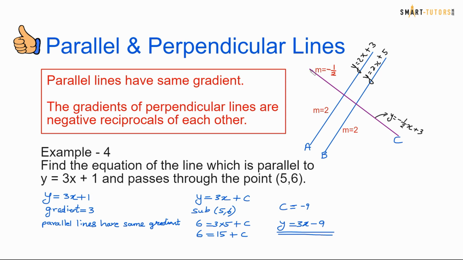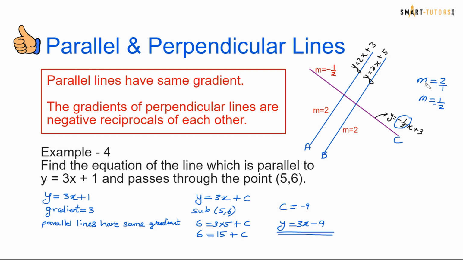If you look at this purple line, the gradient is minus half. How we can find the minus half is, if the gradient is 2, the reciprocal means you need to put it upside down, like a flip. So 2 over 1, if you flip it the other way around, it's 1 over 2, and give it a negative. So negative half is the gradient of the perpendicular line. The intercept can be anything, but the gradient has to be the negative reciprocal.